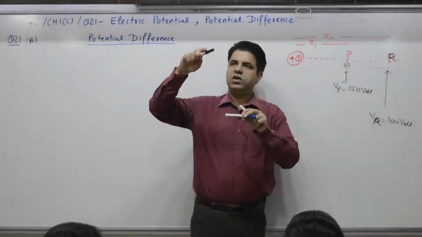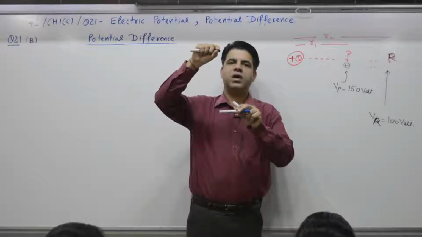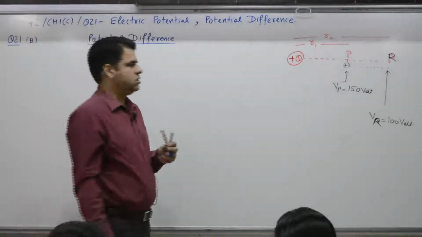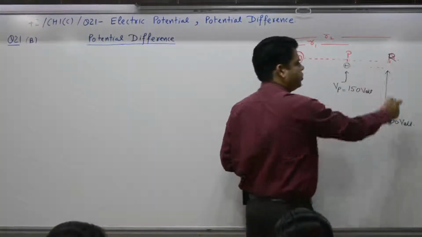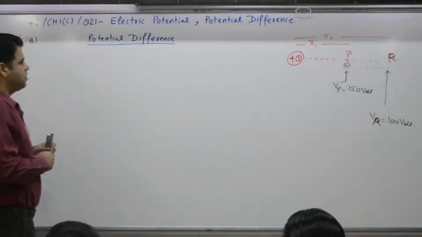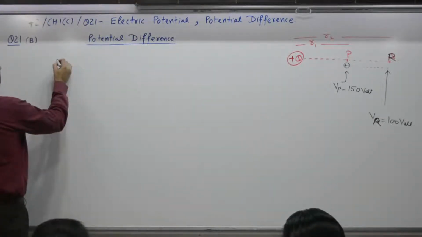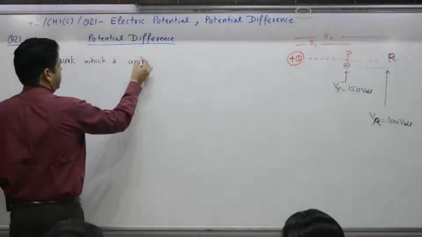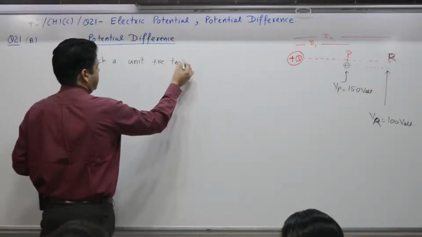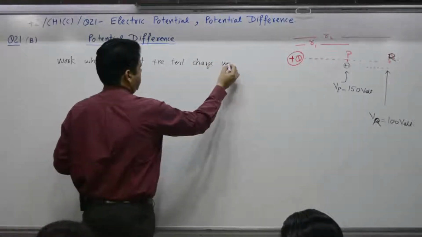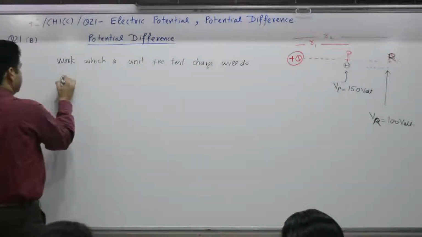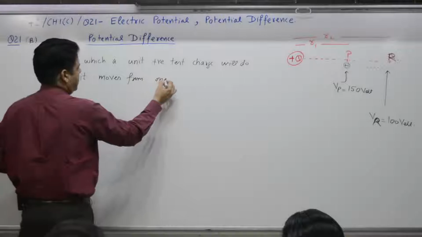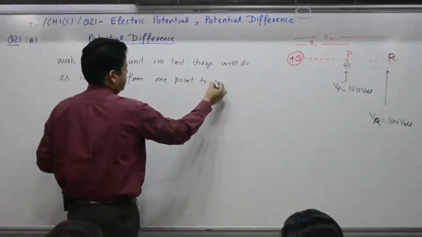If water is available at this point, you release it. It will move from a higher level to a lower level. Water flows from higher level to lower. Charge will flow from higher potential to lower potential. So what is potential difference? Potential difference is the work which a unit positive test charge will do as it moves from one point to another.